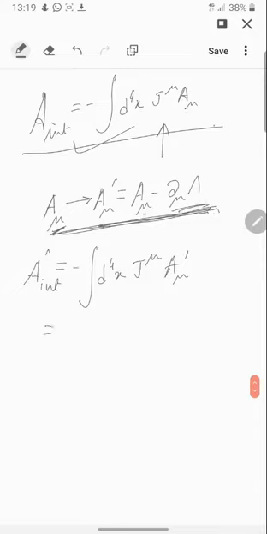So the first term will be the old interaction term, which I am not writing explicitly because it will be j^mu multiplied by the old A_mu into d4x integral, that is the same as the old interaction action A_interaction. Then the other term will be plus integral d4x, j^mu remains the same, and the extra term is del_mu lambda. This minus and this minus will combine to make it a plus sign, and so it is j^mu del_mu lambda.